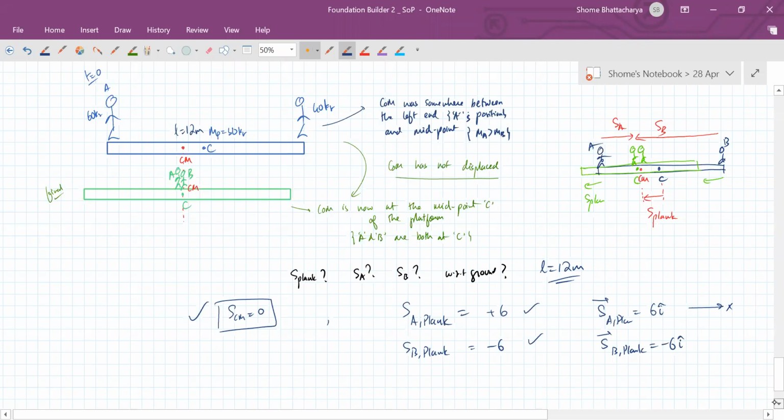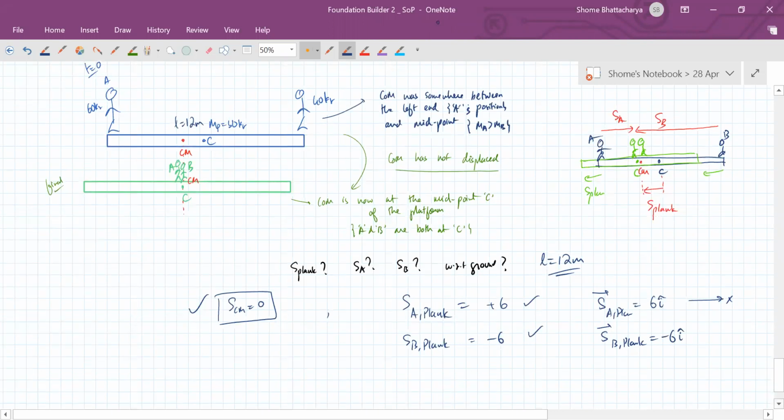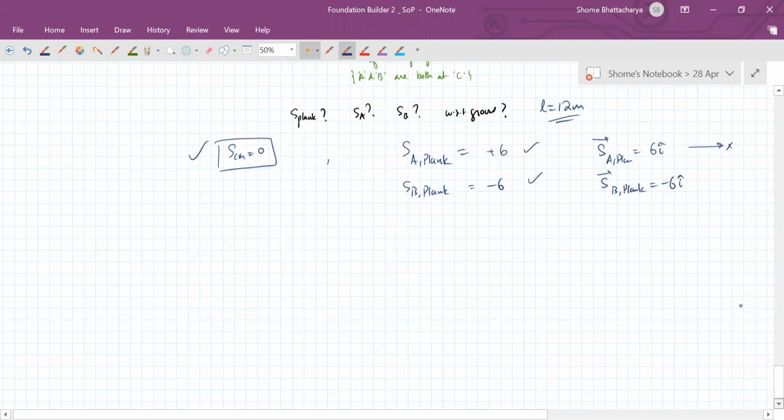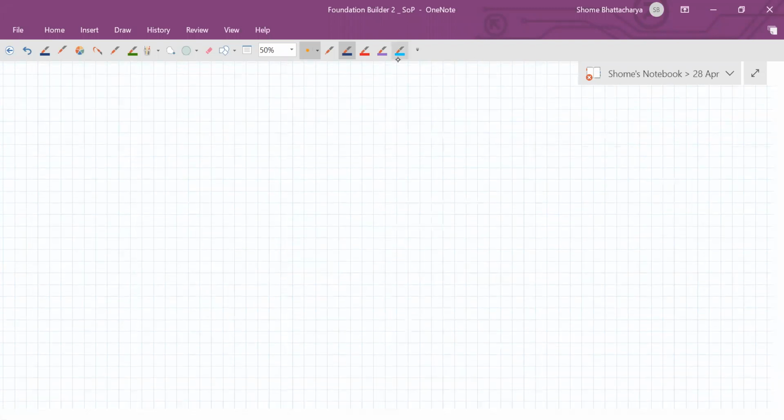So there are two ways of doing this question. One is strictly using equations and not using the diagram in any way. It's a non-intuitive way.